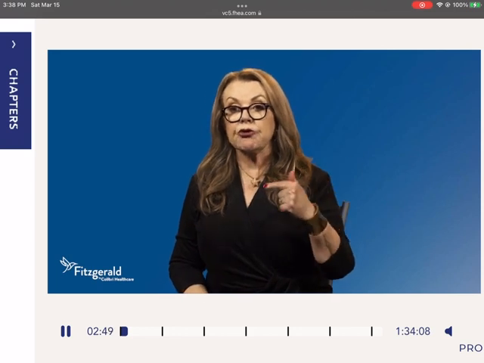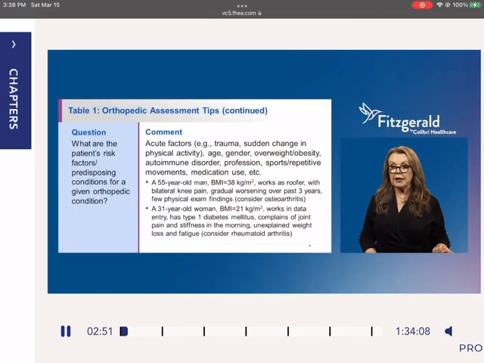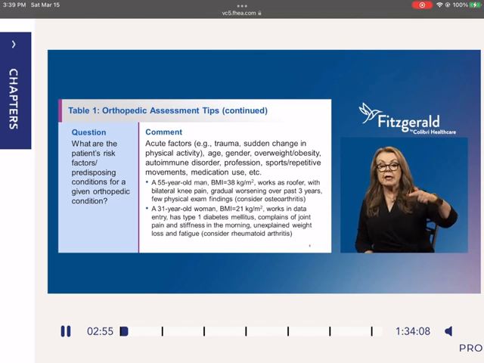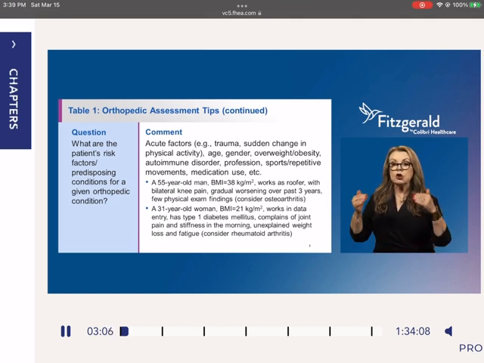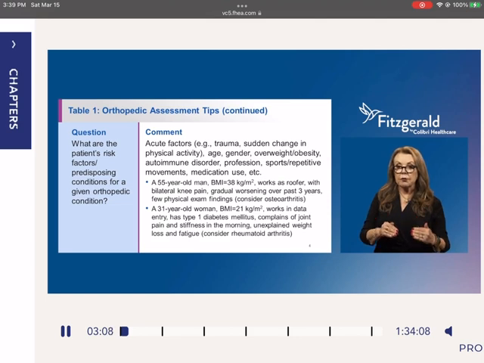Contrast that to a 31-year-old woman with a BMI of 21, works in data entry, has type 1 diabetes. Keep in mind that's an autoimmune disease, complains of joint ache and stiffness in the morning, unexplained weight loss and fatigue. You want to consider rheumatoid arthritis in that woman.